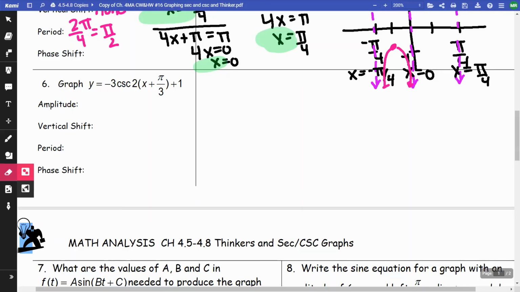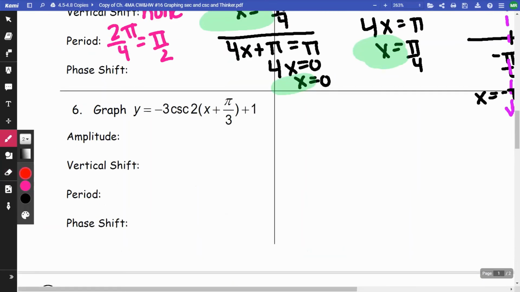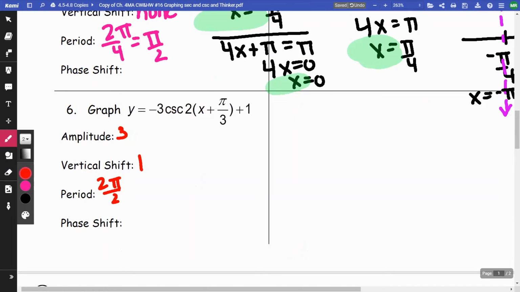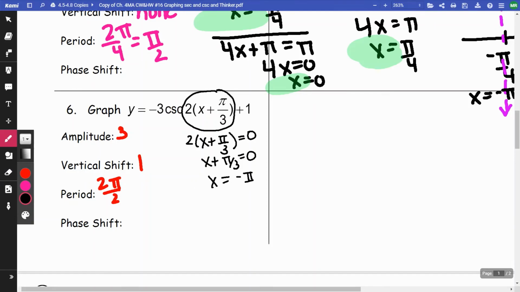So on number 6, my amplitude is going to be 3. My vertical shift is 1. My period is 2 pi over 2. And then my phase shift is going to be, well, let's check that out and see what's happening. So I am going to be taking this and setting it equal to where my asymptote normally would start, which is 0. I'm going to get x plus pi thirds is equal to 0. And I'm going to get x is equal to a negative pi thirds. Okay, so that's one of my asymptotes.